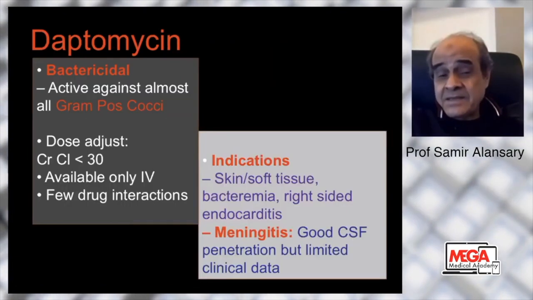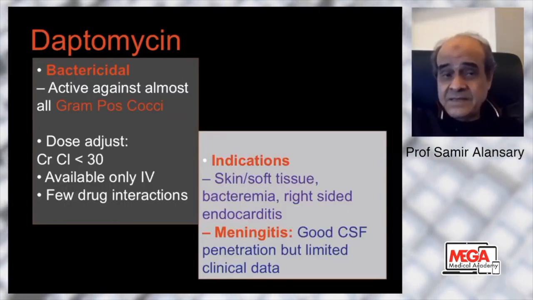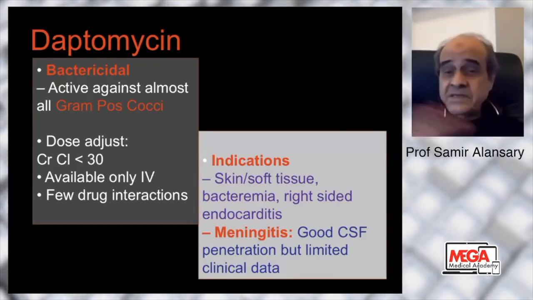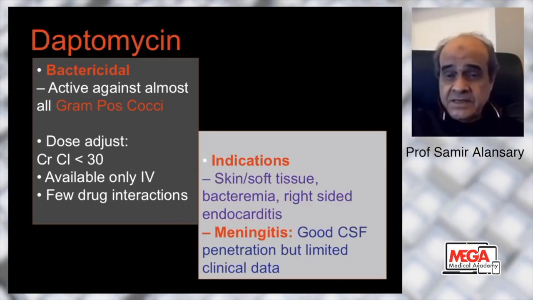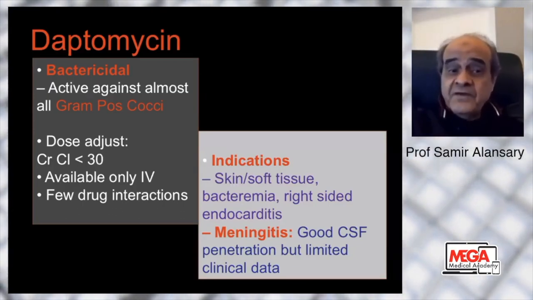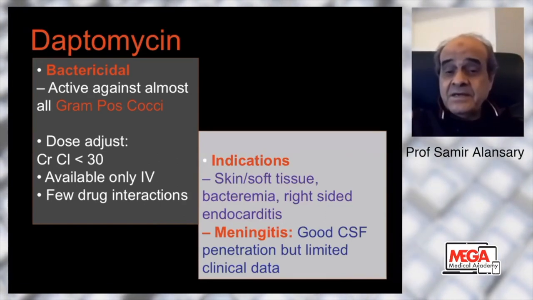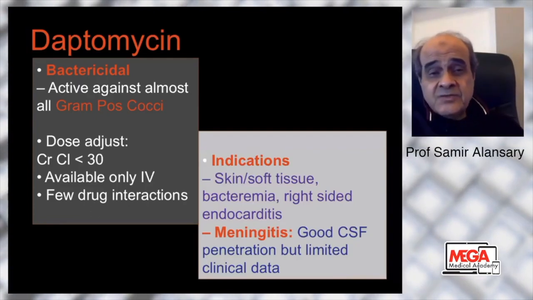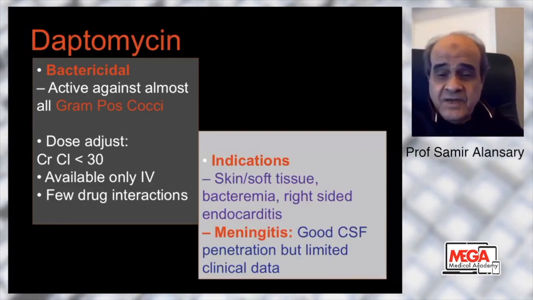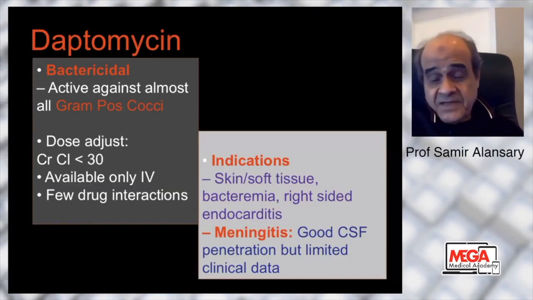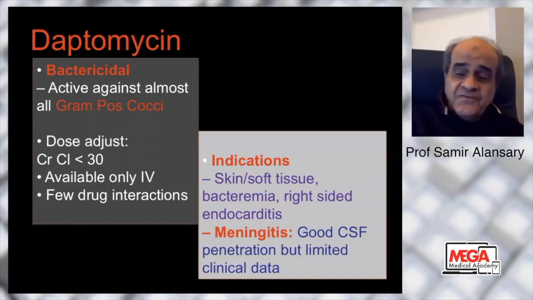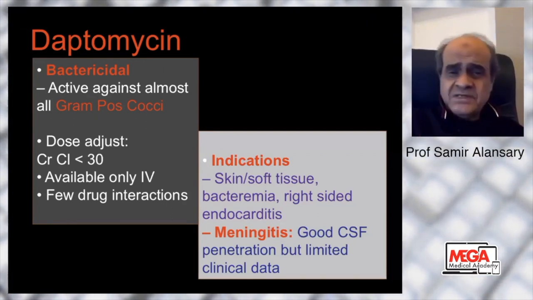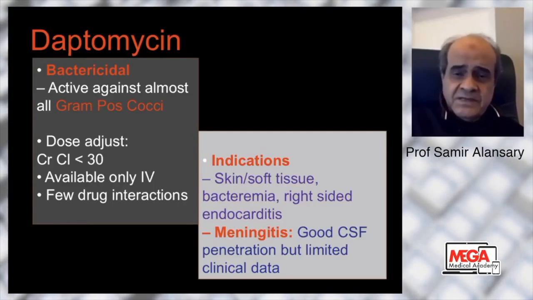Daptomycin is a good drug. It is a bactericidal drug, killing the bacteria, active against almost all gram-positive organisms. Dose must be adjusted when creatinine clearance is less than 30. Available only IV, with few drug interactions, but take care, it can cause eosinophilic pneumonia with infiltration of eosinophils to the lung. It is also inactivated by surfactant in the lung, so it is not effective in lung infections, but could be used for skin, soft tissue, bacteremia, and right side endocarditis.